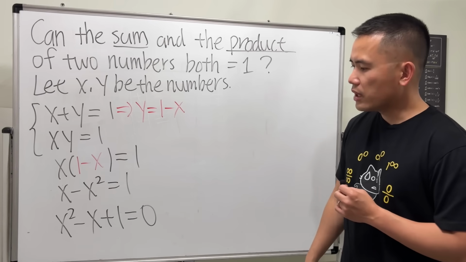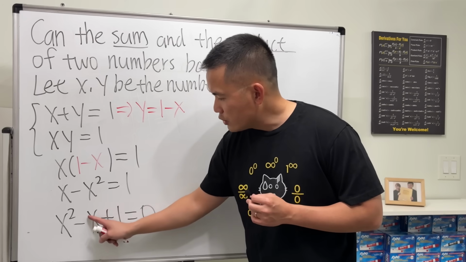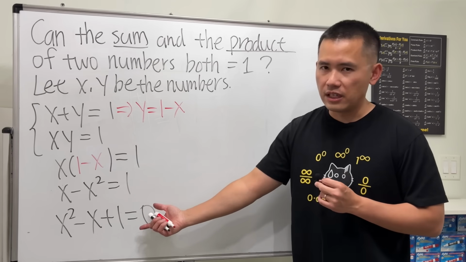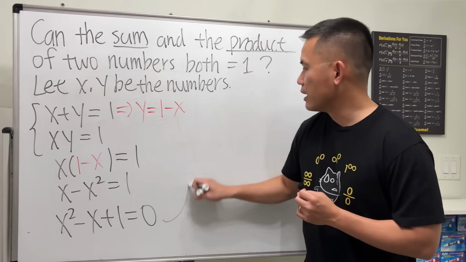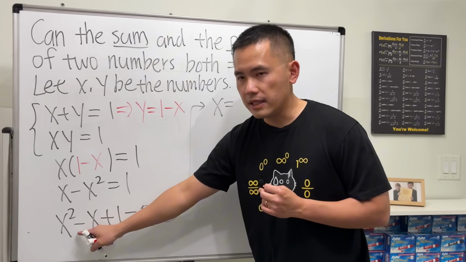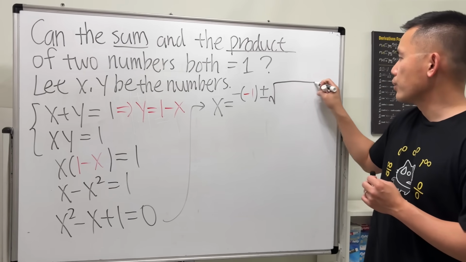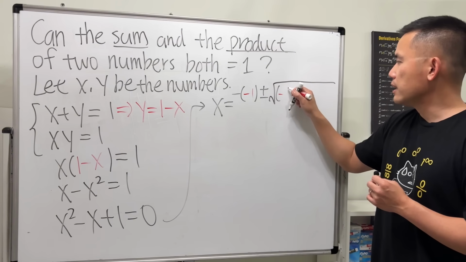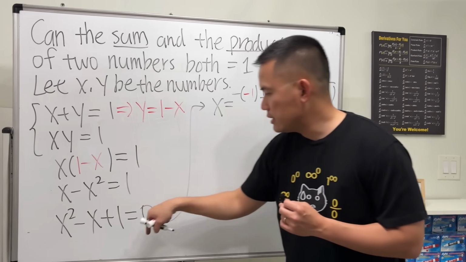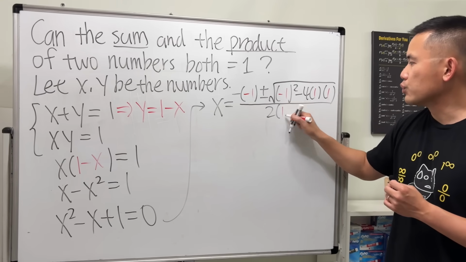Now, to solve this equation, because I know the coefficient of x squared is 1 already, but the coefficient of x is an odd number, so let's just use the quadratic formula. And I should also mention that this is not factorable, so let's just use the quadratic formula. So from there, x will be equal to negative b. b is negative 1. So we have negative, negative 1. And then plus or minus, open the square root. b squared, which is negative 1 squared, minus 4ac. A is 1, c is 1. So 1 and 1. And then divided by 2 times a, which is 1.